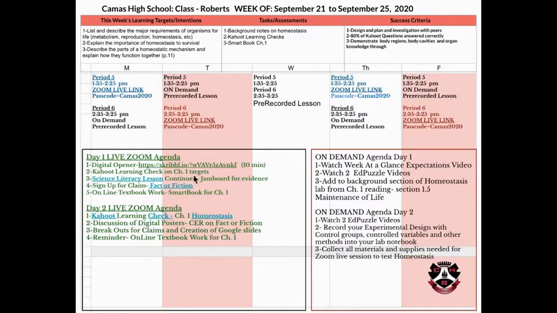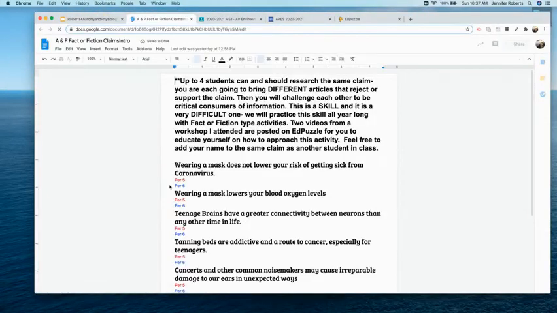So we're going to do this through an activity called fact or fiction. If you click on fact or fiction, which is also on your Google Classroom, but I hyperlink things to your Week at a Glance as well, up to 4 of you will sign up for a claim. You are each going to bring in different articles, though, that either support or reject that claim that you think are scientifically sound. Then you're going to challenge each other to be critical consumers of information.